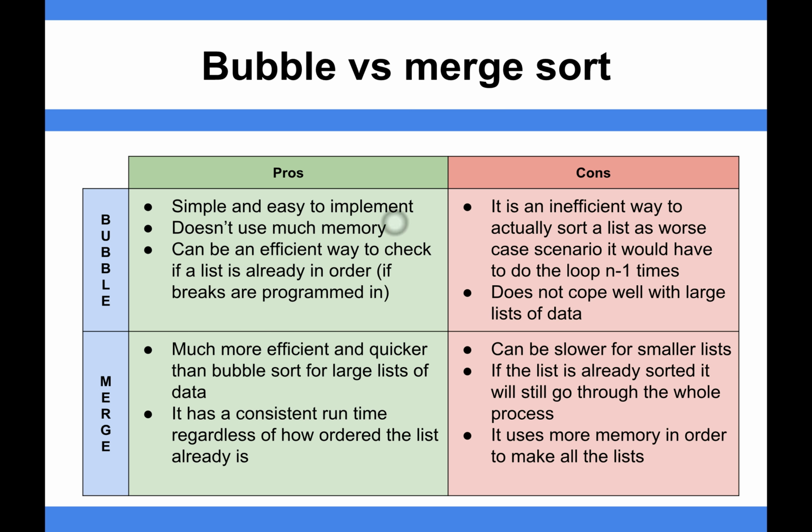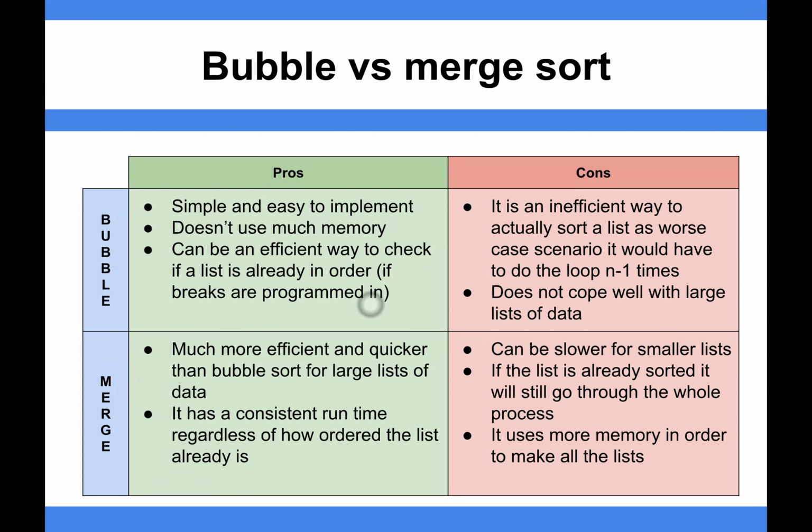A bubble sort is the easiest out of the two to program. It's quite simple and easy to implement. It doesn't use much memory. If you've actually programmed the bubble sort, you're literally using the original data structure and one temporary variable as you're doing the swaps. So it's quite good from a memory point of view.